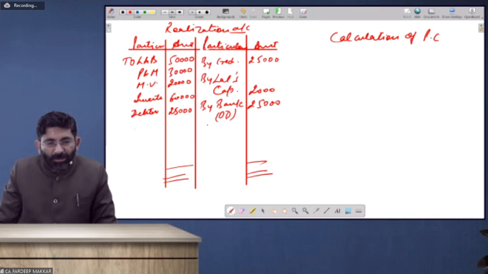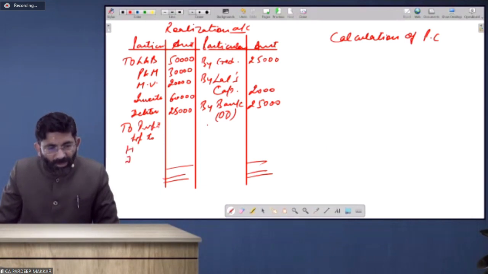So it's a very simple and easy to understand question. By profit or loss, whatever it is, will be transferred to realization account. Now that will be transferred to partners' capital accounts in their profit sharing ratio. So there are three partners: Hari, Lal, and Jay. The amount is rupees 50,000. That will be divided in the ratio of 20,000, 20,000, and 10,000.